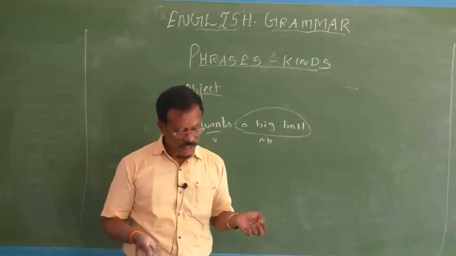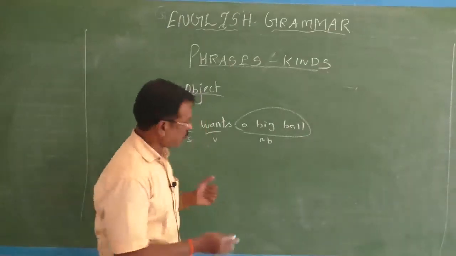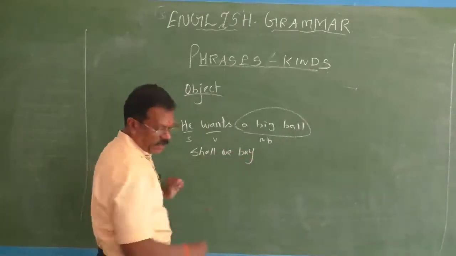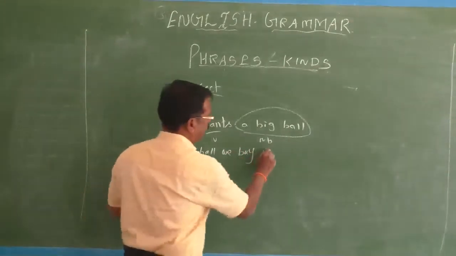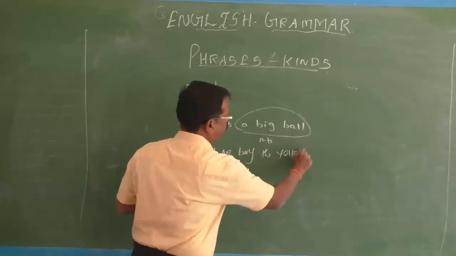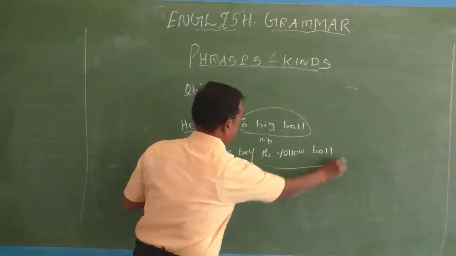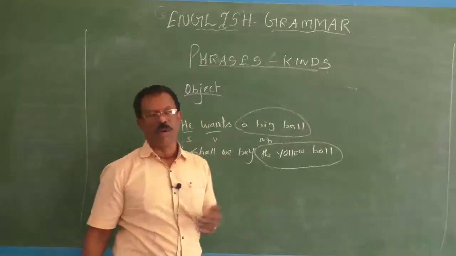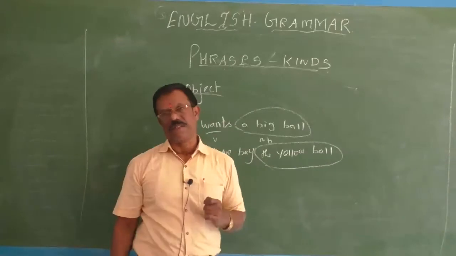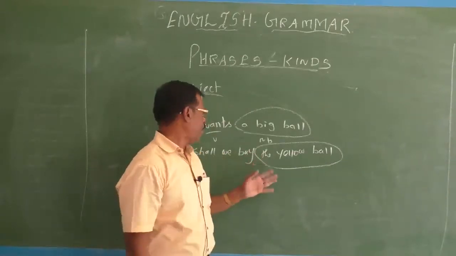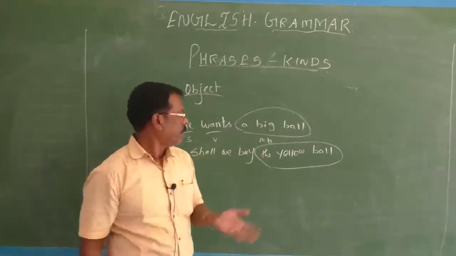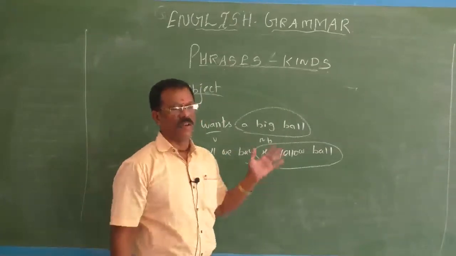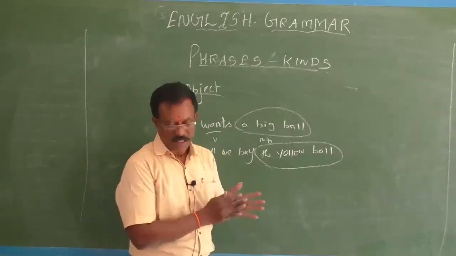One more example. Shall we buy the yellow ball? Here we shall buy what? The yellow ball. This is a direct object. So it answers the question, what shall we buy? The yellow ball. So it is a direct object. Here it is a noun phrase. This noun phrase is used as a direct object of the verb.